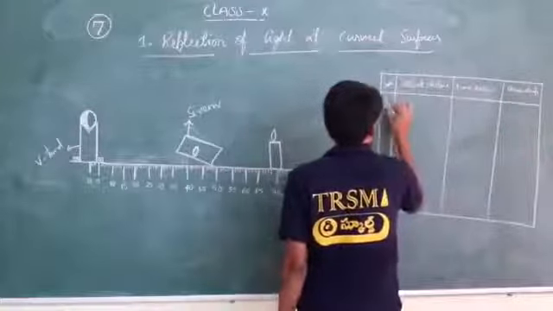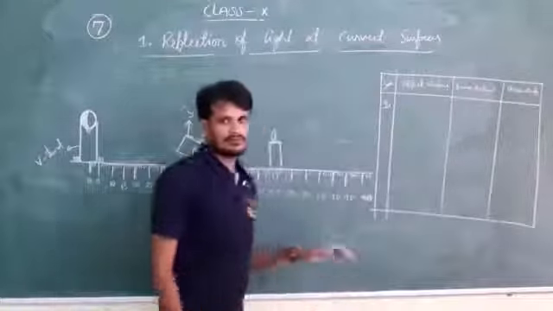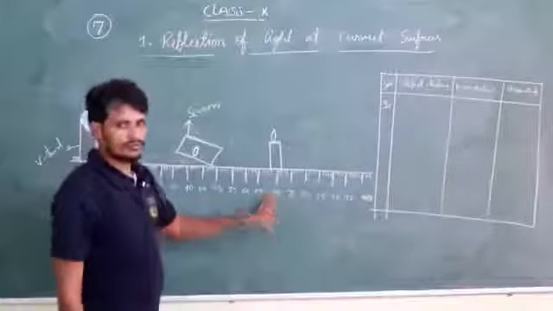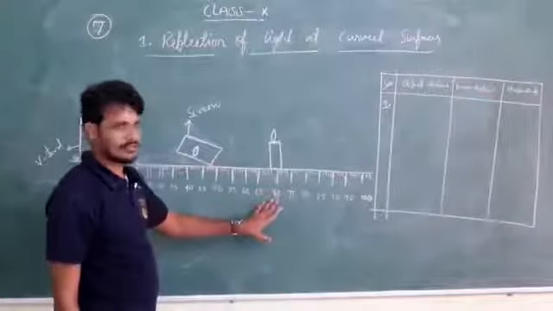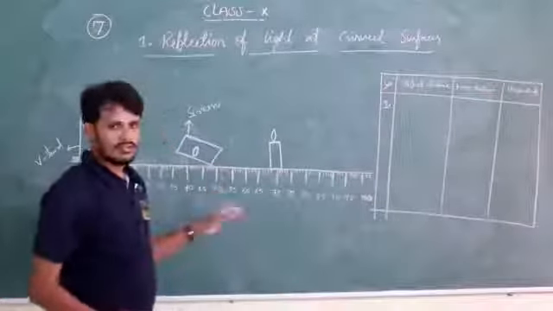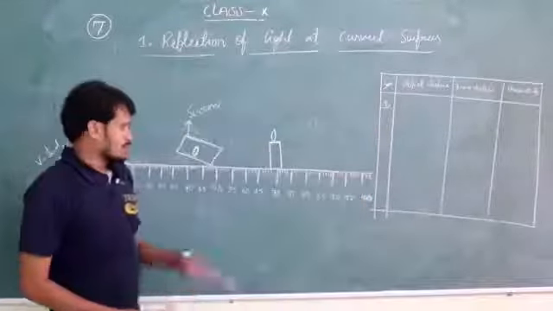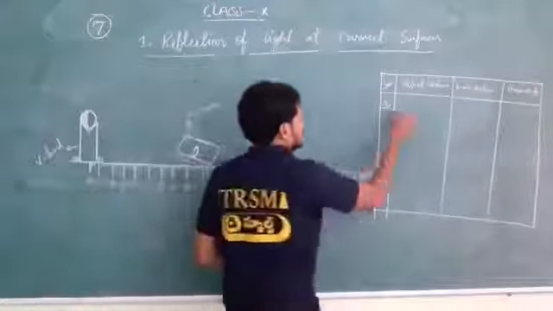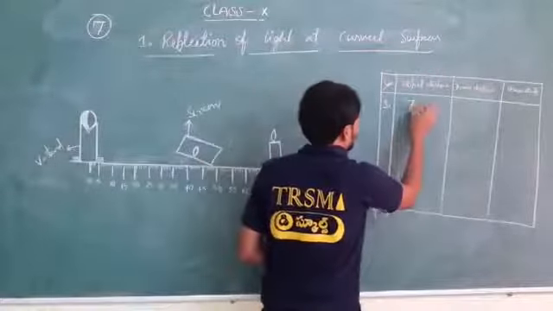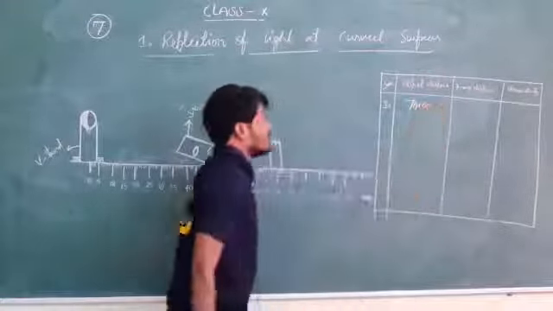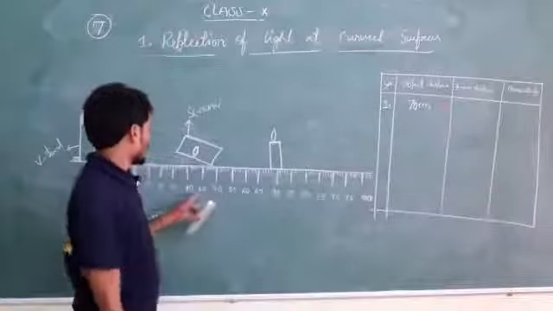So in the first attempt, what is the object distance? These are just examples I am giving you here, not fixed numbers. I am just considering, according to my own choice, that the object distance is 70 centimeters.